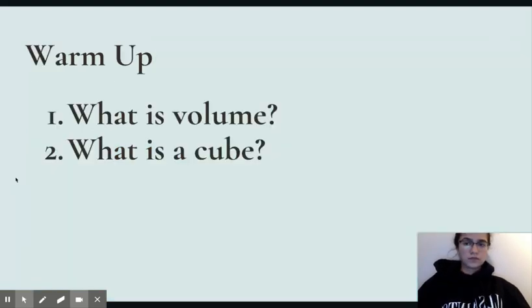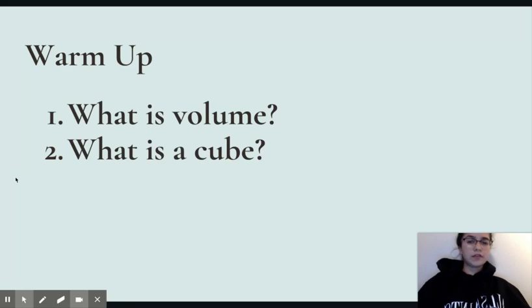All right. So let's warm up a little bit. Answer these questions in your notebook. Number 1, what is volume? Okay, what do you remember from the last couple videos that you watched? What is volume? And secondly, what is a cube? Right, because today we're talking about the volume of cubes, so we need to know what cubes are. Okay, again, pause the video, take a second to write that down in your notebooks.